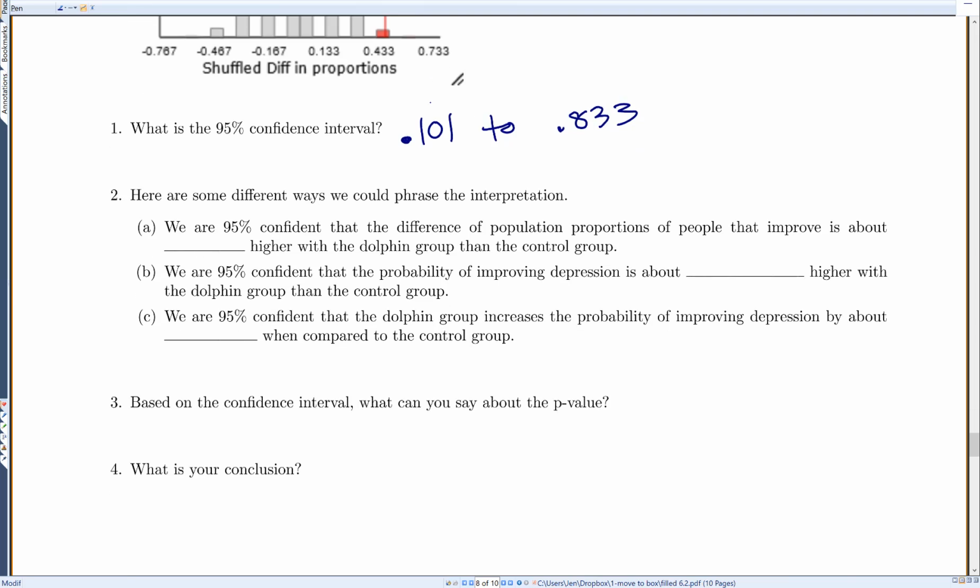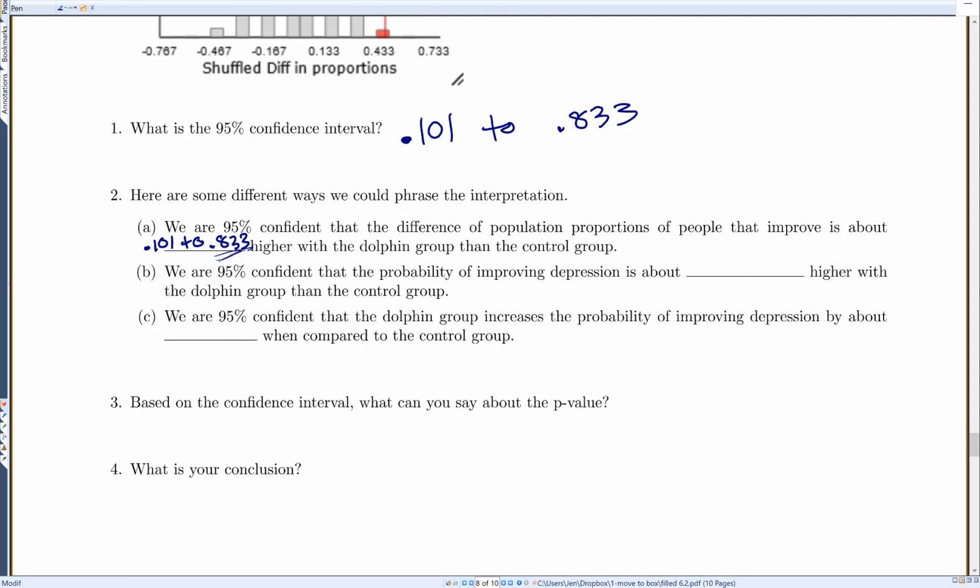Now, how could we phrase the interpretation of this confidence interval? There's a few different ways you'll see it written. Really, it just means we're 95% confident that the difference in our proportions is between those two numbers. But there's a lot of different ways to phrase that. So we can say something like, we're 95% confident the difference in our population proportions of people that improve is about 0.101 to 0.833 higher with the dolphin group than with the control group.